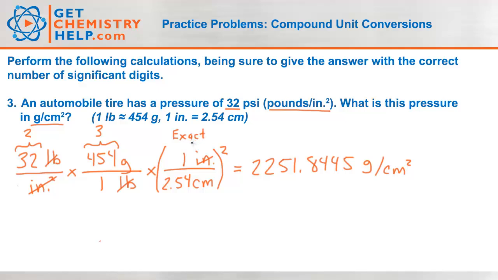Okay, so how many significant figures should our answer have? Well, we've got 2, 3, and exact. The fewest is 2, so this would become 2. So 5 tells me to round up, so that would become 2, 3. And we'll just go ahead and put it in scientific notation. So 2.3 times 10 to the third grams per centimeter squared. So there you go. There's number 3.